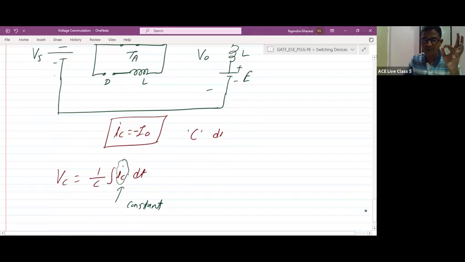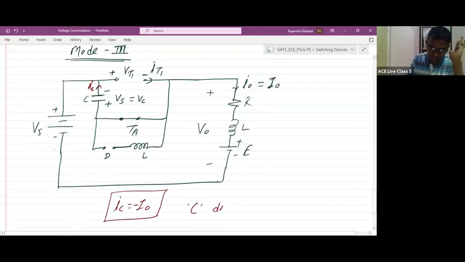Are you getting the point? The integration of a constant is equal to t. That's why it is a ramp signal. So you can check what is actually happening during mode 3. This capacitor will discharge and again charge to the reverse polarity.